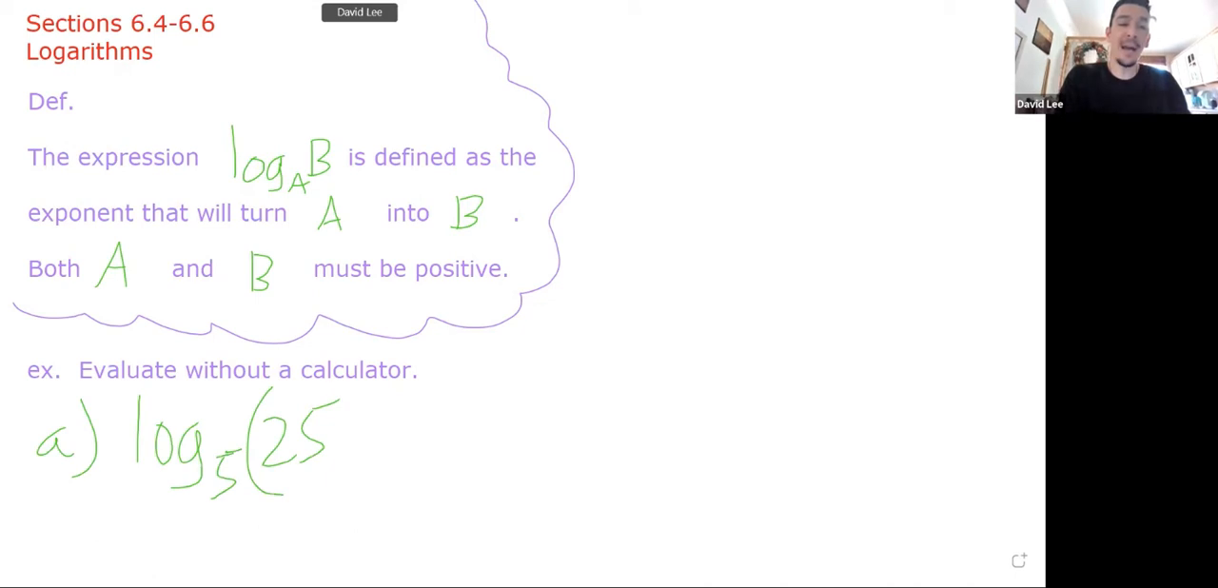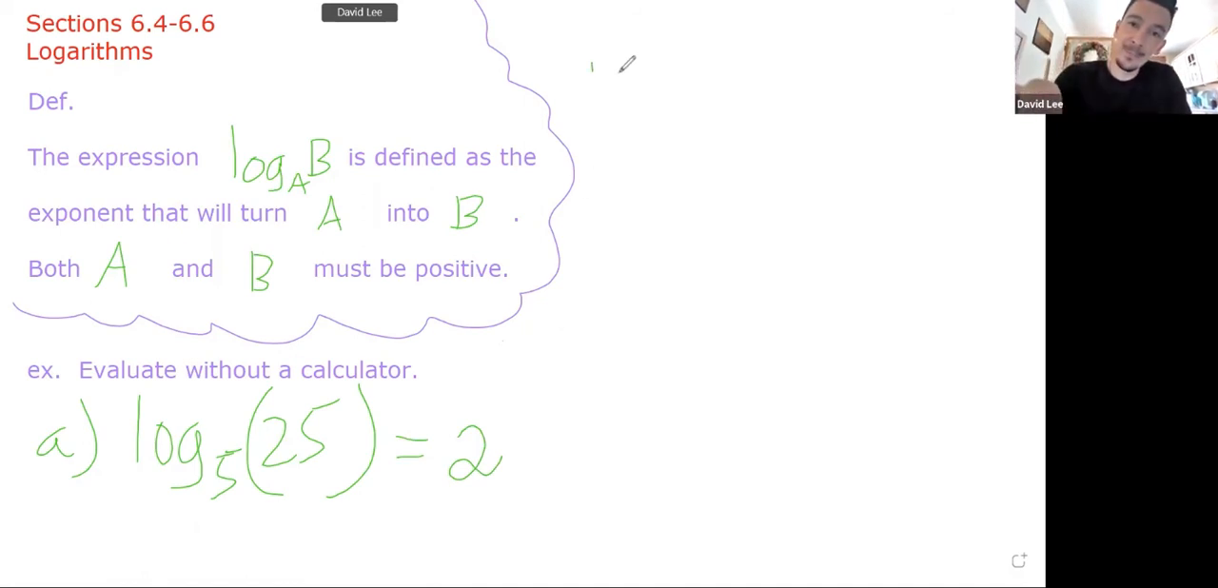And so here is how this expression is to be interpreted. Okay, so look, this is called the base right here, and this is called the argument. Now the base wants to become the argument, and it is a matter of exponents. So for instance, 5 needs to become 25. So what exponent do you have to give to the 5 to turn it into 25? Well, we can all agree that that would be 2. And that's why this equals 2.